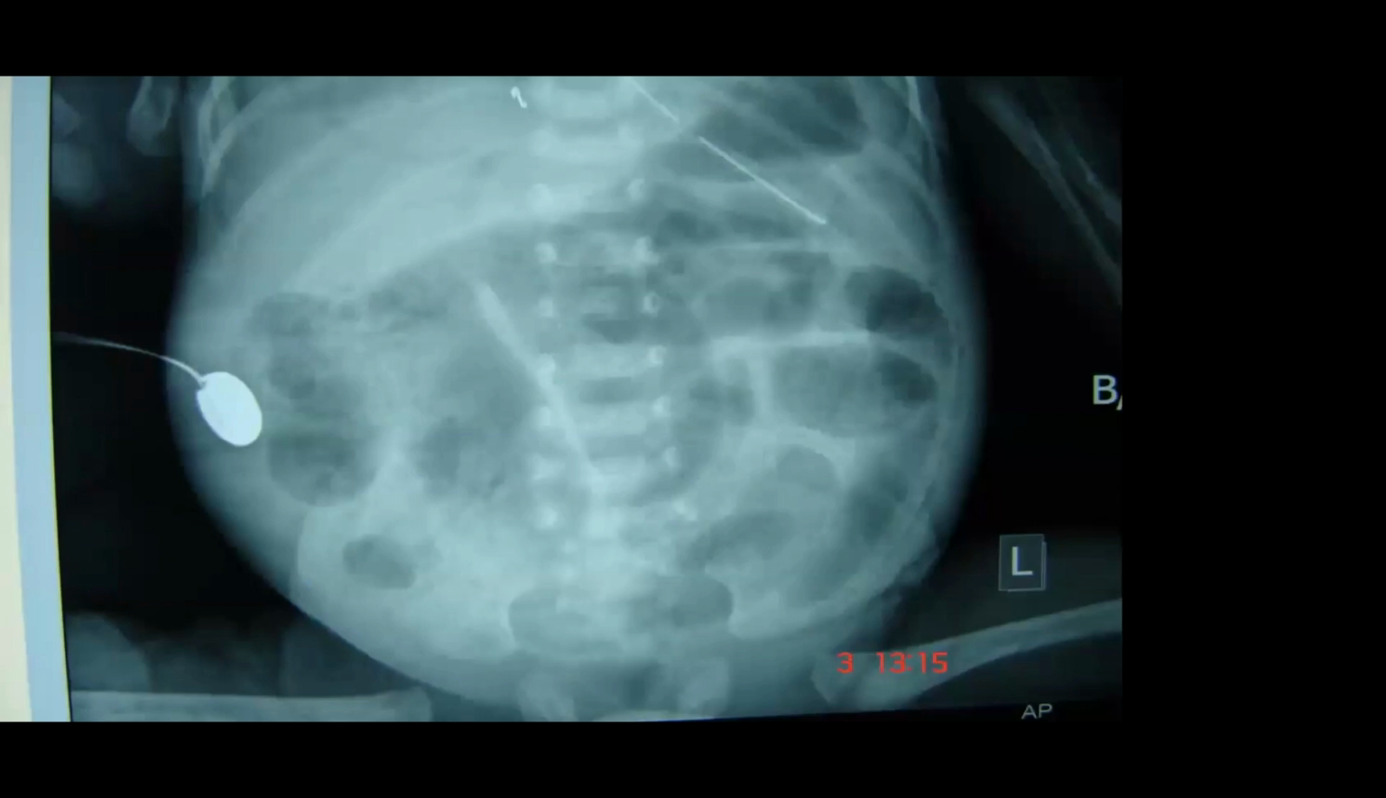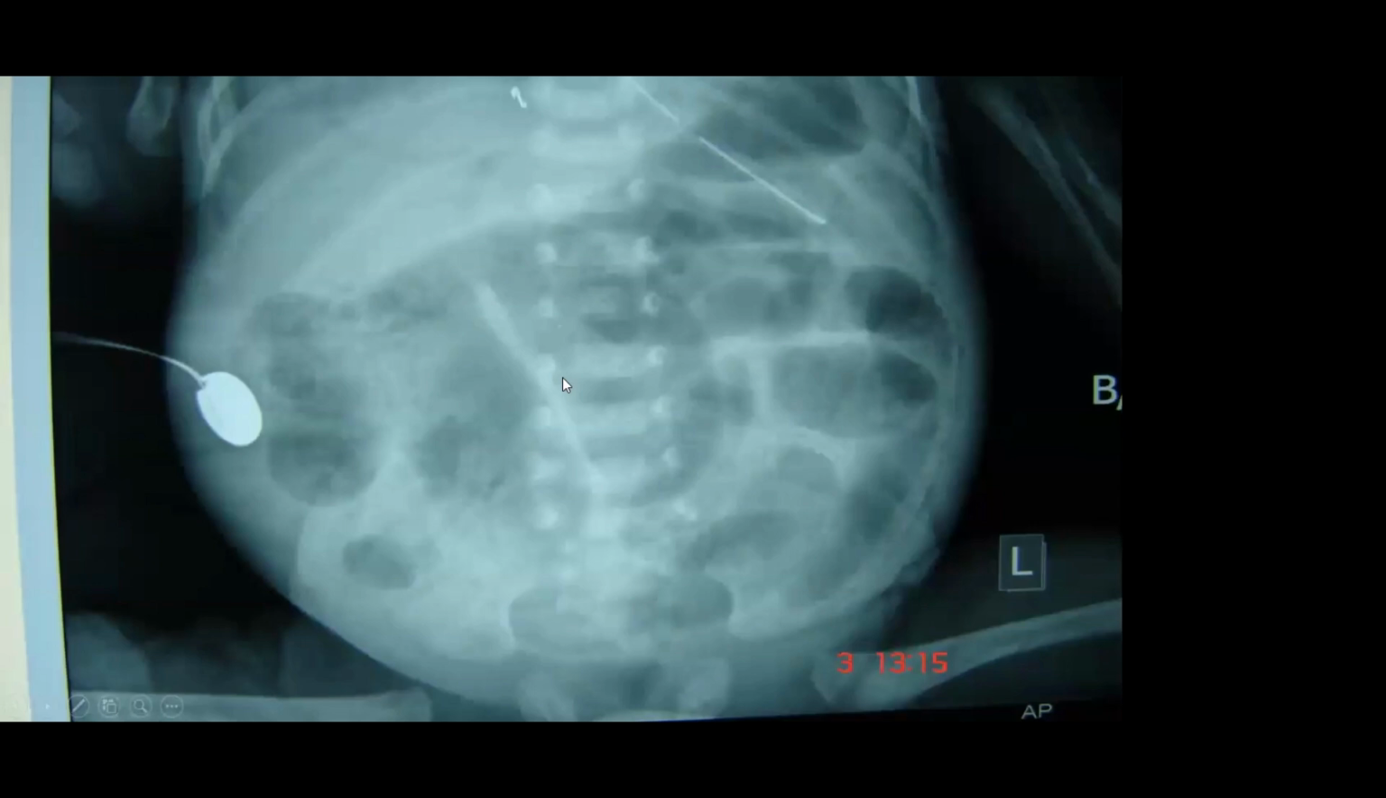Any guesses for this one? Let's see this X-ray first. This is NEC, the tram track pneumatosis. This is portal venous gas. Okay, take a closer look. This portal venous gas will look like a kind of bronchovascular marking only. So this is a kind of ominous sign. The baby is developing portal venous gas. There is hardly any chance to survive. Yes, there is pneumatosis intestinalis. You can see a lot of tram tracking here, a lot of intramural gas.